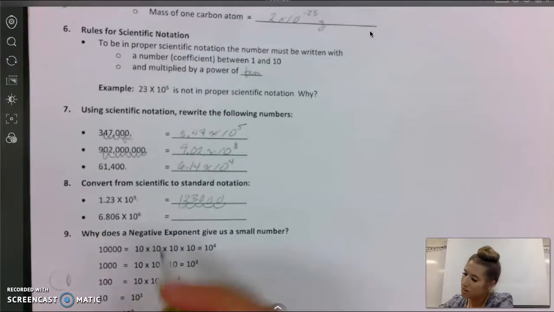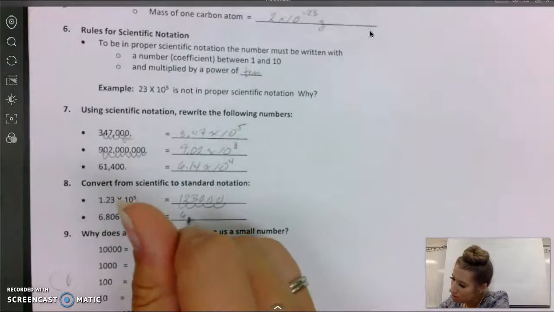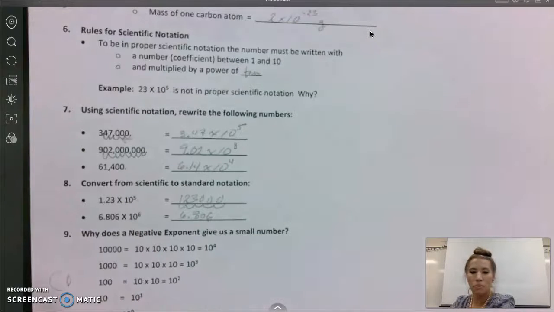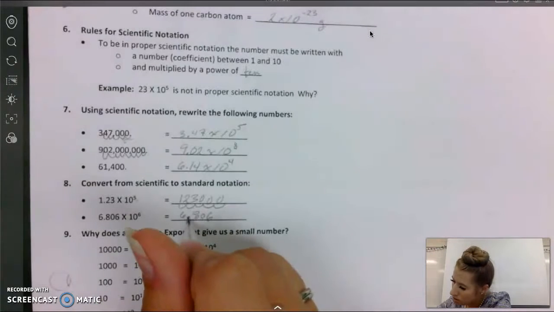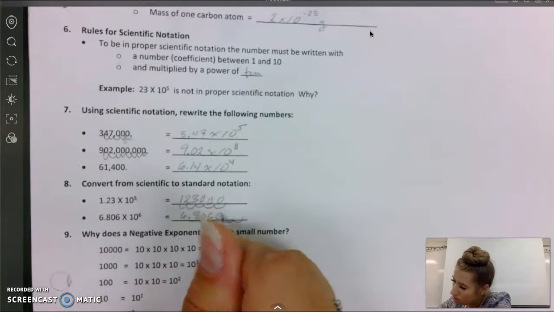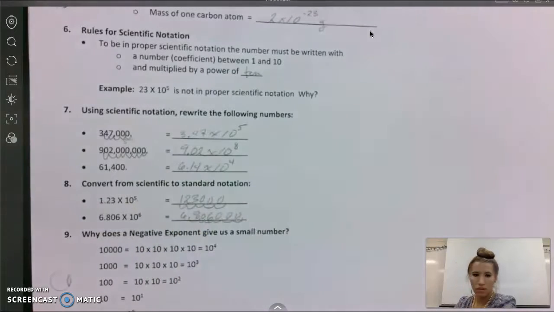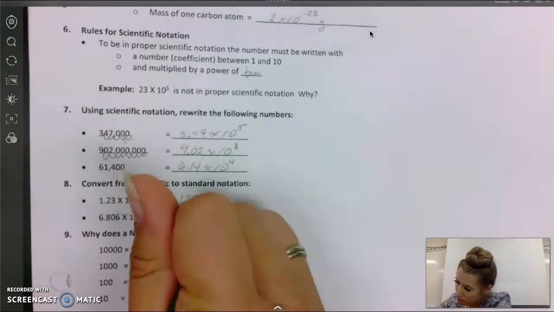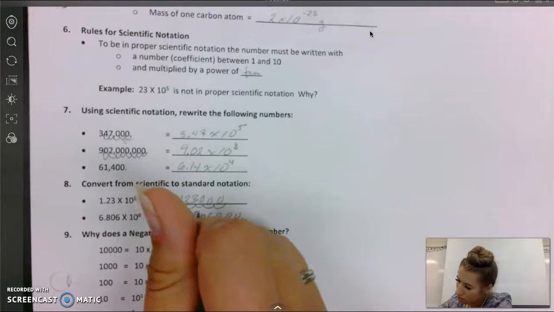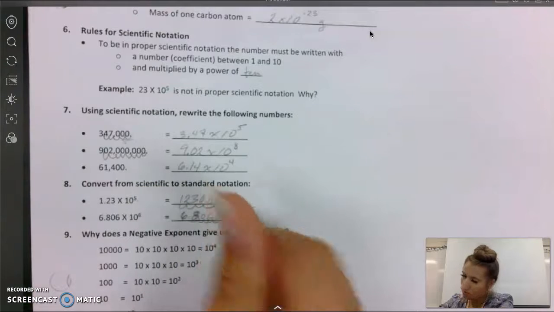Okay. Now same here, 6.806, but I'm going to be making this value larger, times 10 to the power of 6. So I'm going to move my decimal place to the right 6 places. That means I'm adding 3 more zeros. Okay, so my decimal place is no longer there. It's at the end.